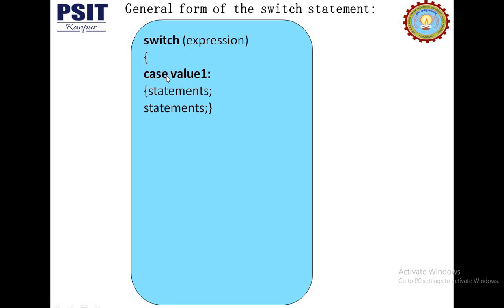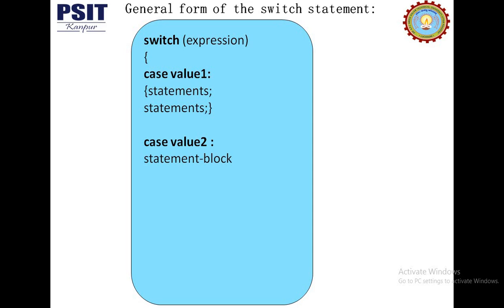The body of switch contains case, and that value 1 is a possible result of that expression. Before that statement some value will be given, and that value will be utilized within this expression, and then as a result value 1 is obtained, and based on this value 1 this block of statements is executed. Even this block is not necessary to be created. Whenever the next case starts, the previous case automatically terminates.